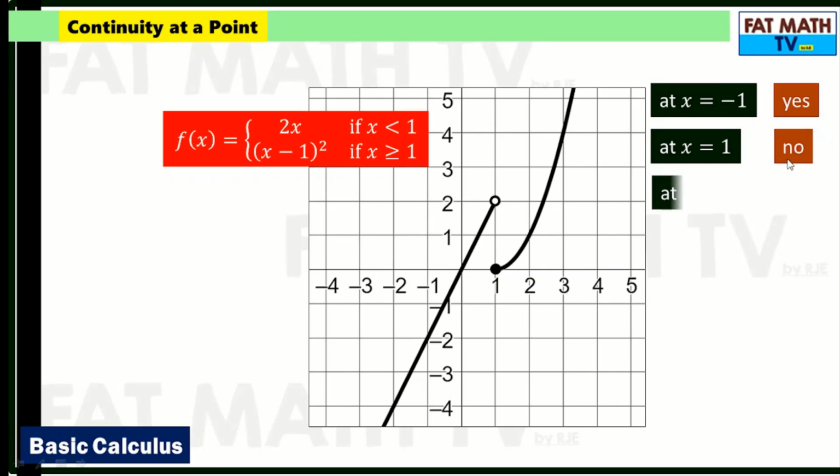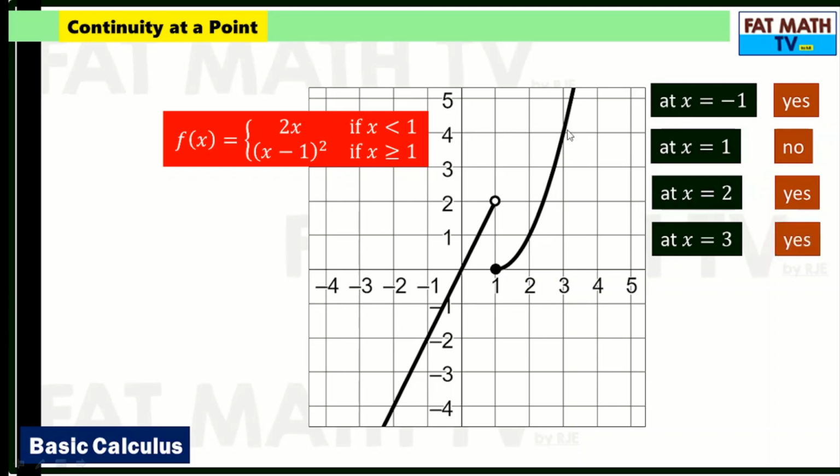So no. How about at x equals 2? X equals 2 is this one, so this part of the graph. So the function is continuous at x equals 2. How about at x equals 3? X equals 3 is this part of the graph here. So the function is also continuous at x equals 3. So yes.